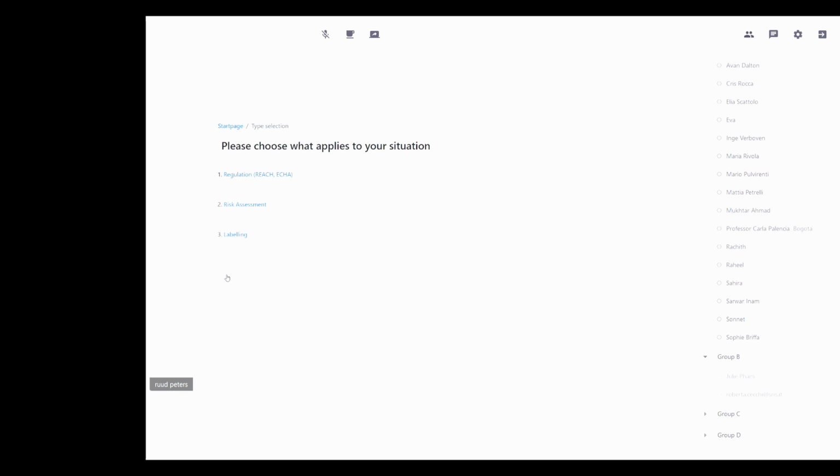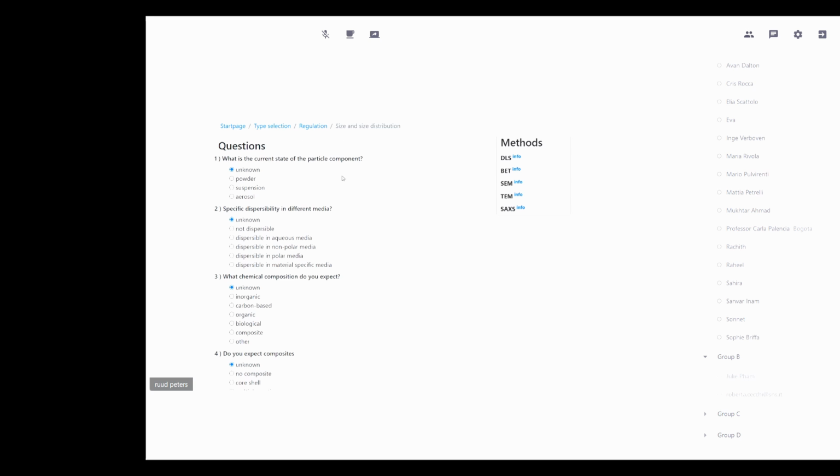We start here, and then you get this second window where you see these 3 groups: regulation, risk assessment, and labeling. If we click further on regulation, you get these key descriptors I was talking about: size and size distribution, shape and aspect ratio, surface functionalization, and surface area. If you then decide that the key descriptor is, for instance, size and size distribution, which you want to determine, you can click on this one, and then you get the questions, the material properties I was talking about, that it will ask you.